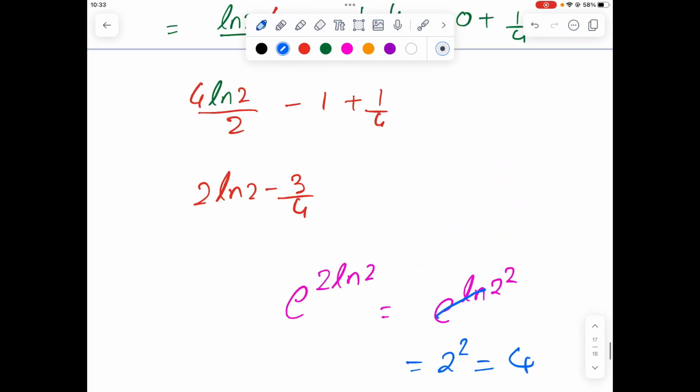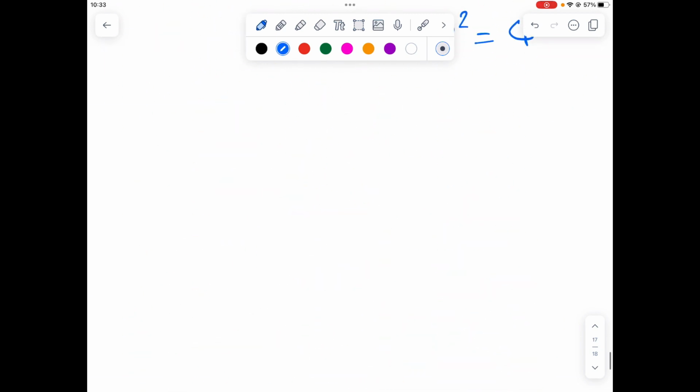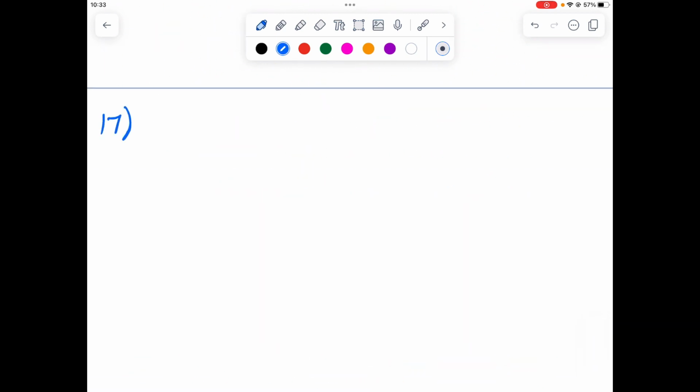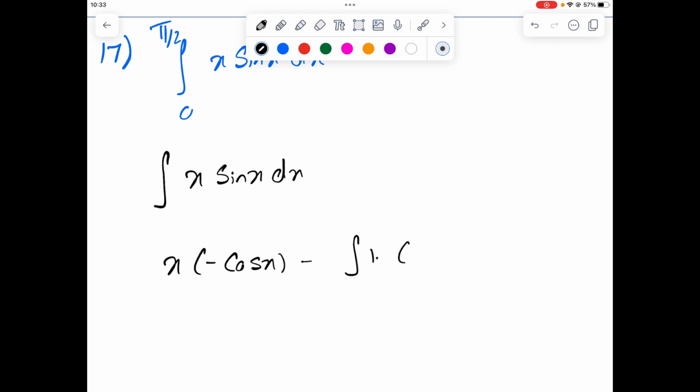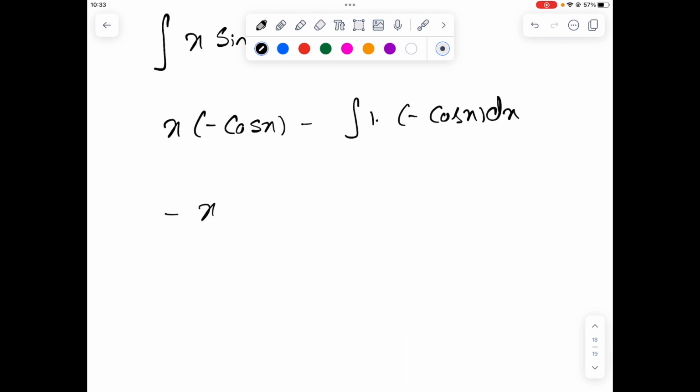Now coming to the next question. That was question number 16. Coming to question number 17. Integral 0 to pi upon 2 x sin x dx. So first I do indefinite integrals. X sin x dx. First function, integral of second function, minus integral of derivative of first function, integral of second function. So it becomes minus x cos x, minus times minus is plus, integral of cos x is sin x plus c. Now I am going to apply the limits for this one.